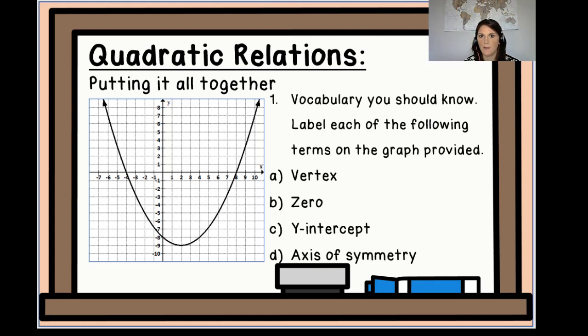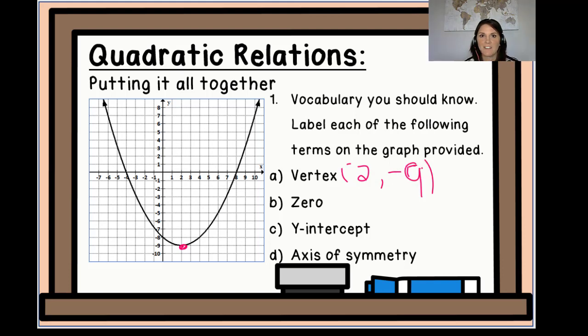Okay, so the first thing we're going to talk about is some vocabulary that you'll need to know for moving forward. So the first thing that we need to be able to do is identify the vertex, the zeros, the y-intercept, and then the axis of symmetry. So the vertex, in this particular example, is going to be the lowest point on our parabola. It's basically the point where the parabola starts to change directions. So if you look at your graph, the coordinate 2, -9. So let's go ahead and record that right on here. So the vertex is at 2, -9.